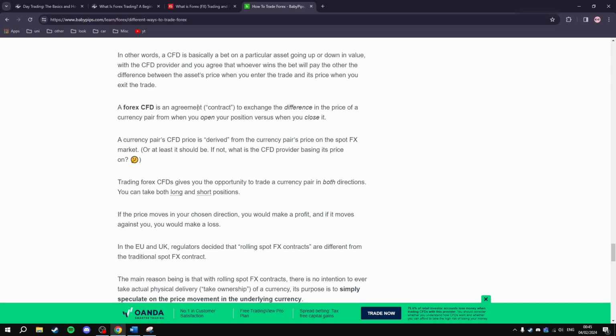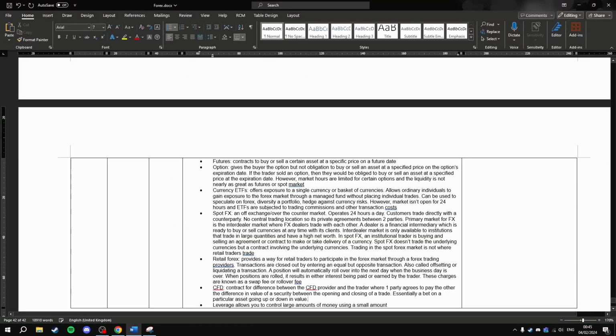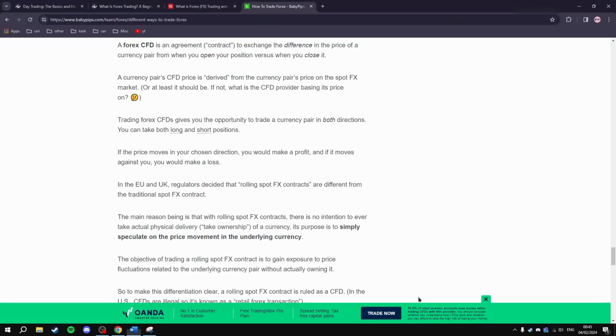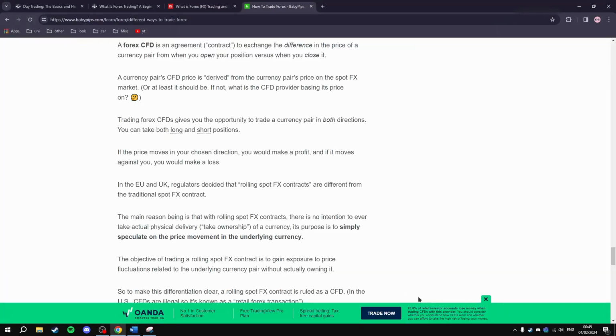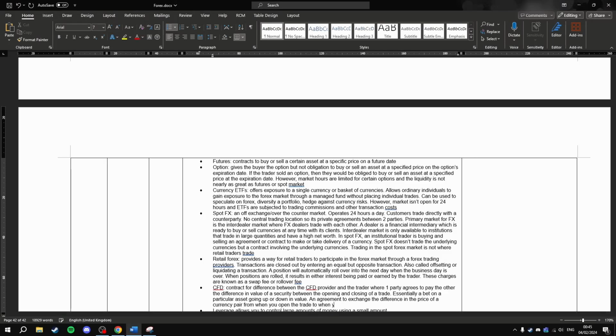A Forex CFD is an agreement to exchange the difference in the price of a currency pair from when you open your position versus when you close it. So an agreement to exchange the difference in the price of a currency pair from when you open the trade to when you close the trade.